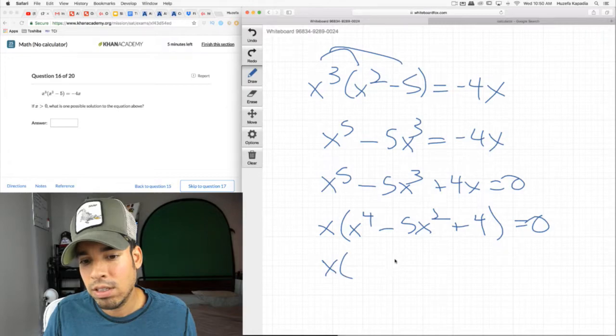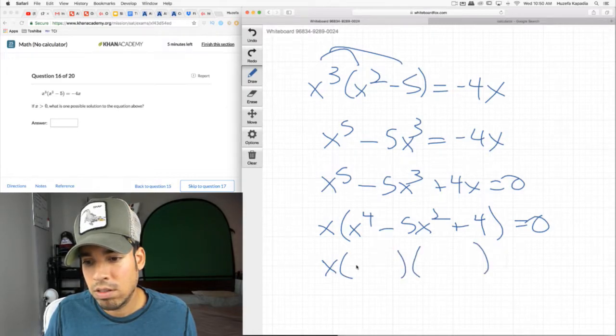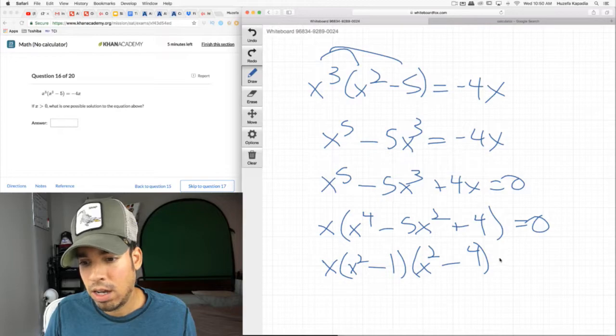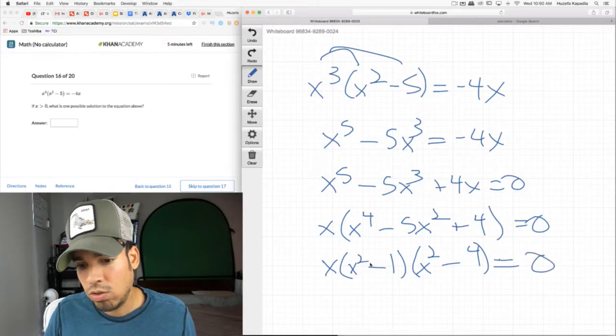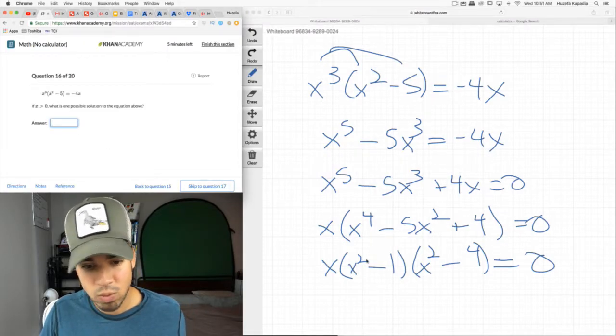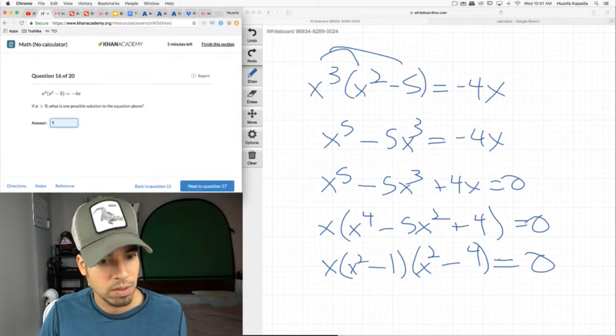Factor this. X squared, 4, 1, minus. Okay, one solution is 1. Because I could plug in 2, negative 2, 1, negative 1, but it's greater than 0, so I'm going to say 1. If I plug in 1, this whole thing goes to 0, and we're good. Next.